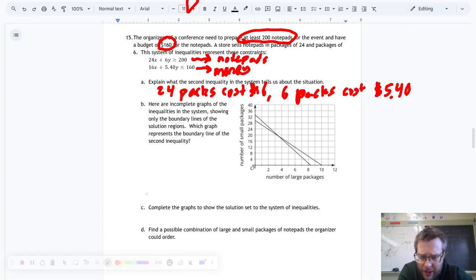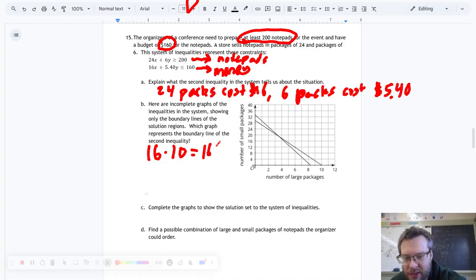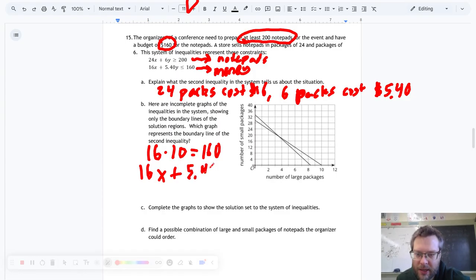All right, part B here, incomplete graphs of the inequalities showing only the boundary lines. Which graph represents the boundary line of the second inequality? So the second inequality, I know immediately when I look at it, that 16 times 10 is 160. Now why does that help me here? The second inequality says 16x + 5.40y = 160.